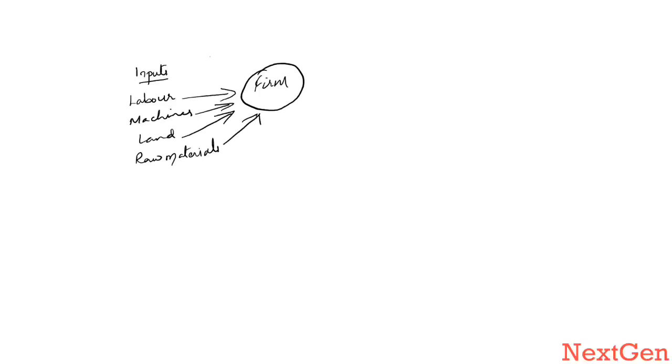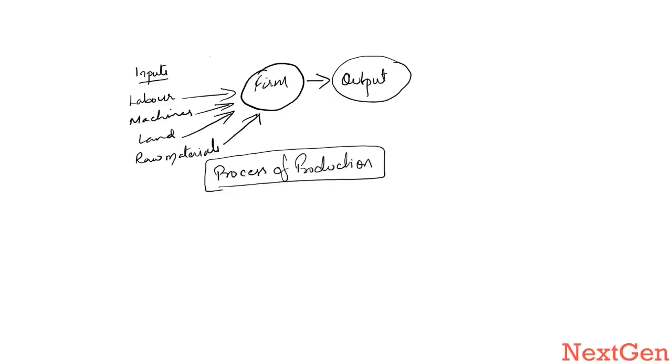Suppose we are a firm that makes bikes. To produce bikes we need different inputs like labor, machines, land and raw materials. Now all these raw materials are assembled in a factory and then we get the desired output, which is a bike, and this is called the process of production.